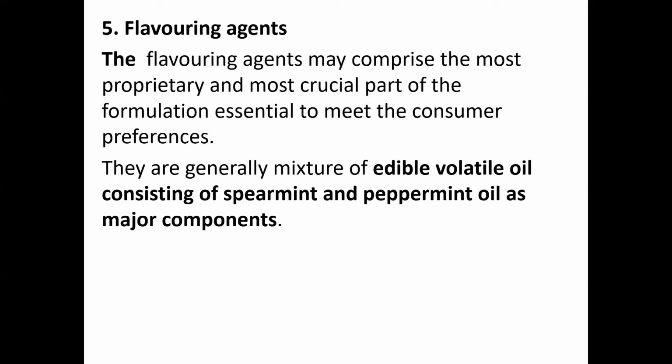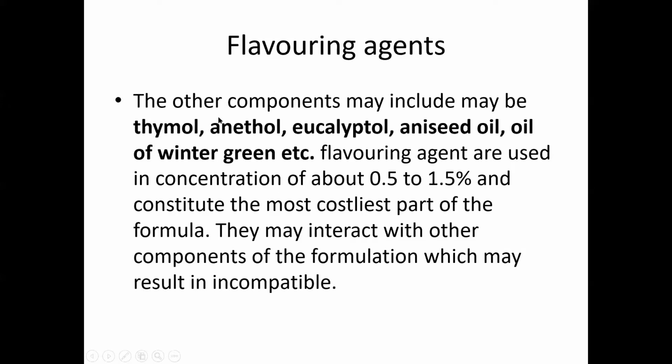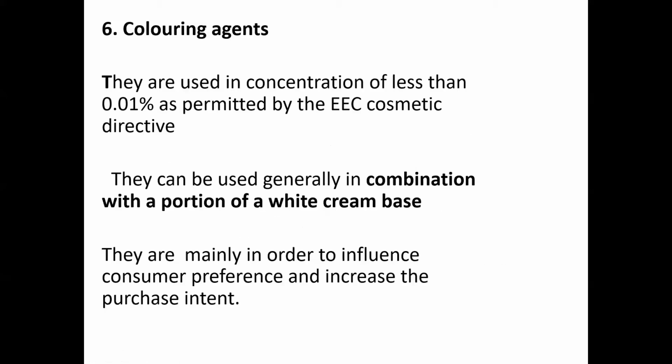There are also flavoring agents that may be used in a toothpaste, like volatile oil consisting of spearmint and peppermint. These are a crucial part of the formulation to meet the consumer preferences. Flavoring is very important, especially because we are using this product in the oral cavity. Some of the components of flavoring may include thymol, anethole, eucalyptol, aniseed oil, green aniseed oil. They may interact with other components of the formulation, so we have to check for the compatibility.